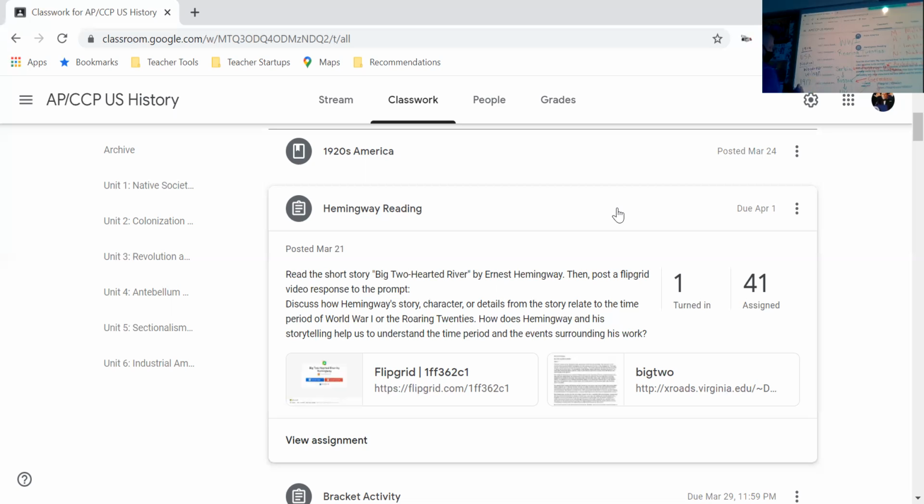1917 sees us get involved. Anybody remember from your textbook why we get involved? Germany attacked the ships. Okay, that's one of them. Very good.